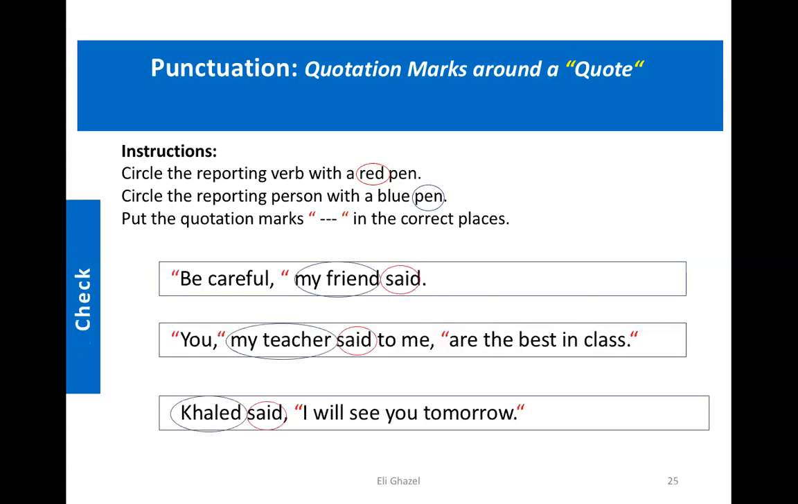And there we go. Reporting verb, said. Who said it? My friend. What did they say exactly? Be careful. The second one is, you are the best in class. Those are the exact words. Because the speaker was in the middle, we split the quotation: "You," comma, "are the best in class," period, end. My teacher said to me is in the middle. Now remember, you can also put my teacher said to me at the beginning or at the end. And the last one, Khalid said, "I will see you tomorrow."